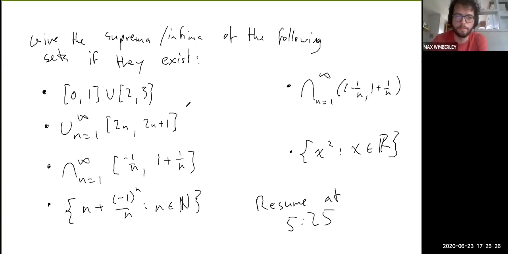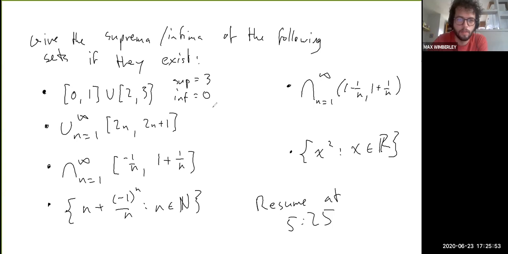All right. So it should be a pretty quick little exercise here. This one's kind of obvious. The supremum is 3. Oh my God. For some reason, threes especially really give me a hard time on here. The infimum is 0.